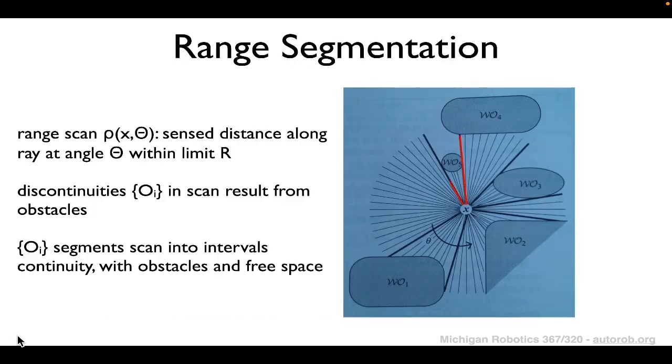Before it can make these calculations, one thing it has to be able to do is segment the raw sensor information that it receives into these extents. Typically these range scans are sensed along a particular ray angle with some distance limit. It can segment this collection of rays to form discontinuities that distinguish which rays correspond to obstacle extents versus which rays correspond to free space, at least free space with respect to this range limit R.